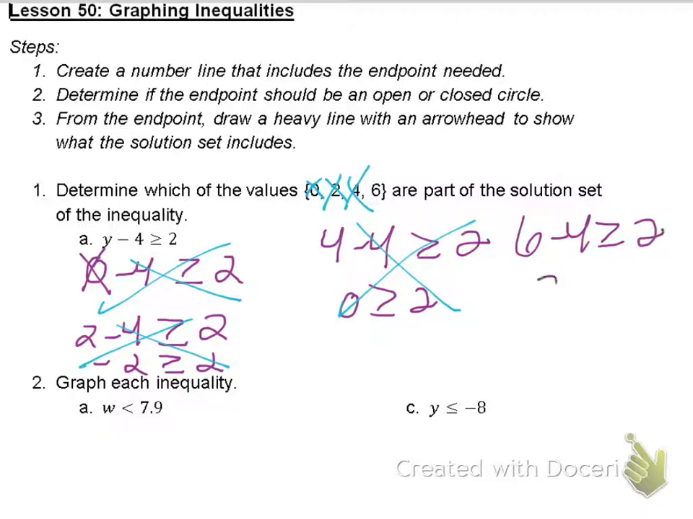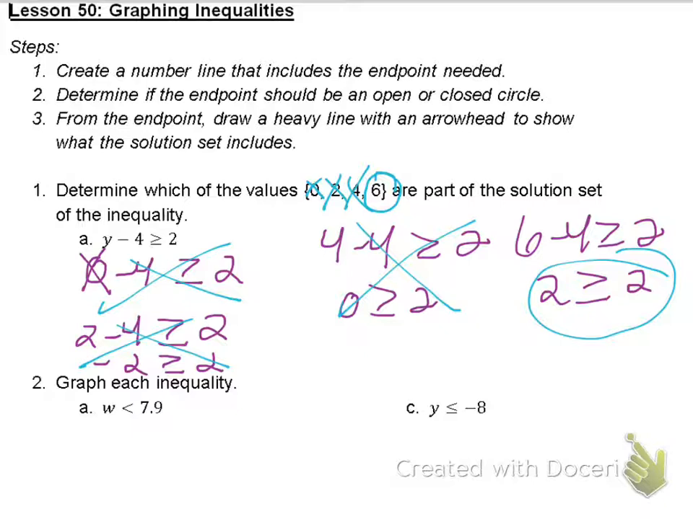And the last one is 6, and 6 minus 4 is 2, and 2 is equal to 2, so that does satisfy this inequality. So 6 is the only one in this list that is a part of the solution set. And it would be anything greater than 6. If we were to fill in a 7, 7 minus 4 would be 3, which is greater than or equal to 2. So you can see the pattern there.